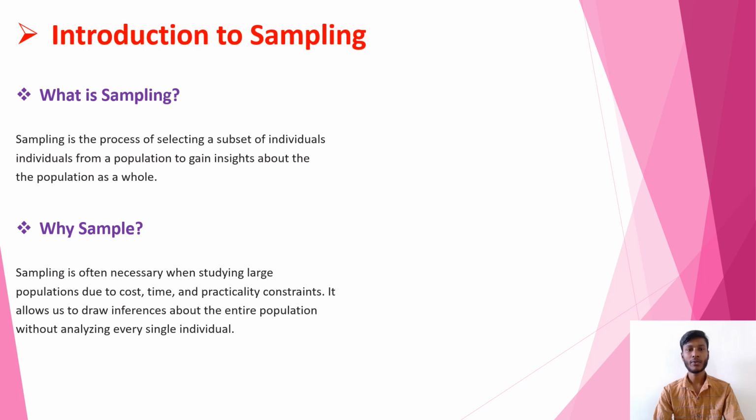Introduction to sampling. What is sampling? Sampling is the process of selecting a subset of individuals from a population to gain insight about the population as a whole. Why sampling? Sampling is often necessary when studying large populations due to cost, time, and practicality constraints. It allows us to draw inferences about the entire population without analyzing every single individual.